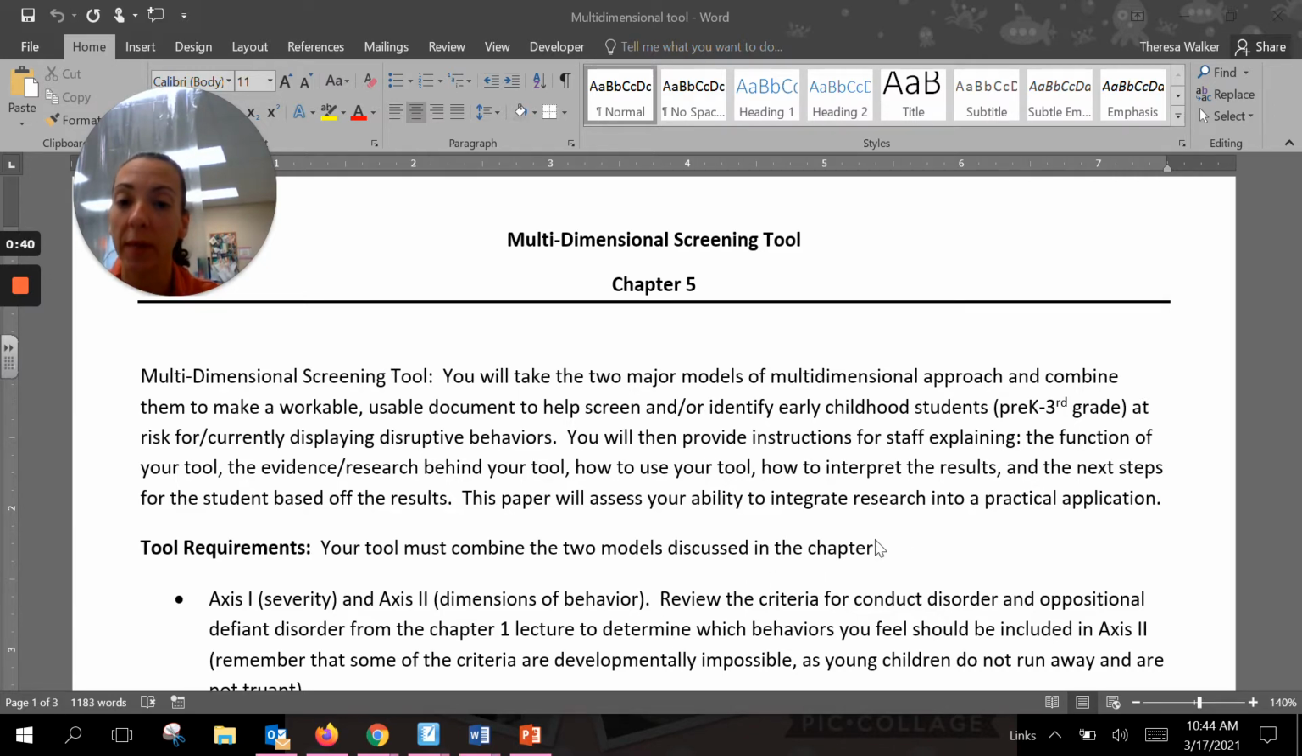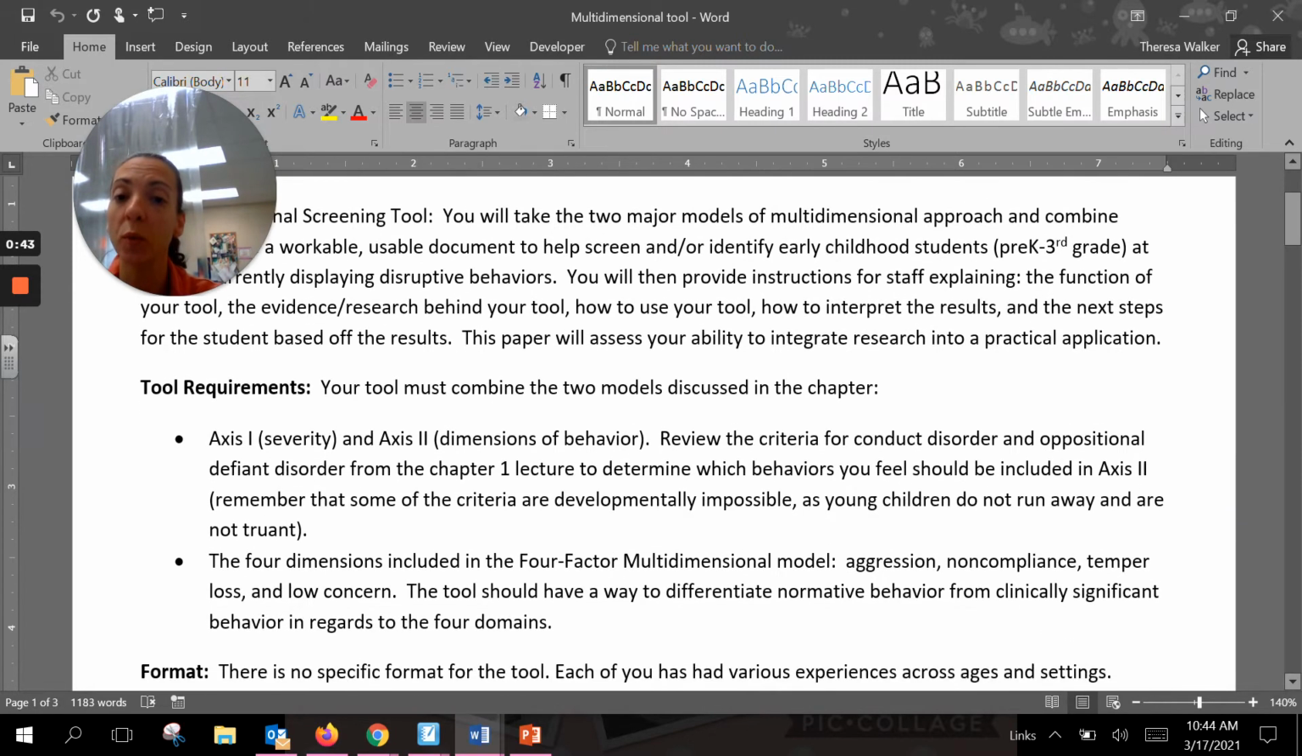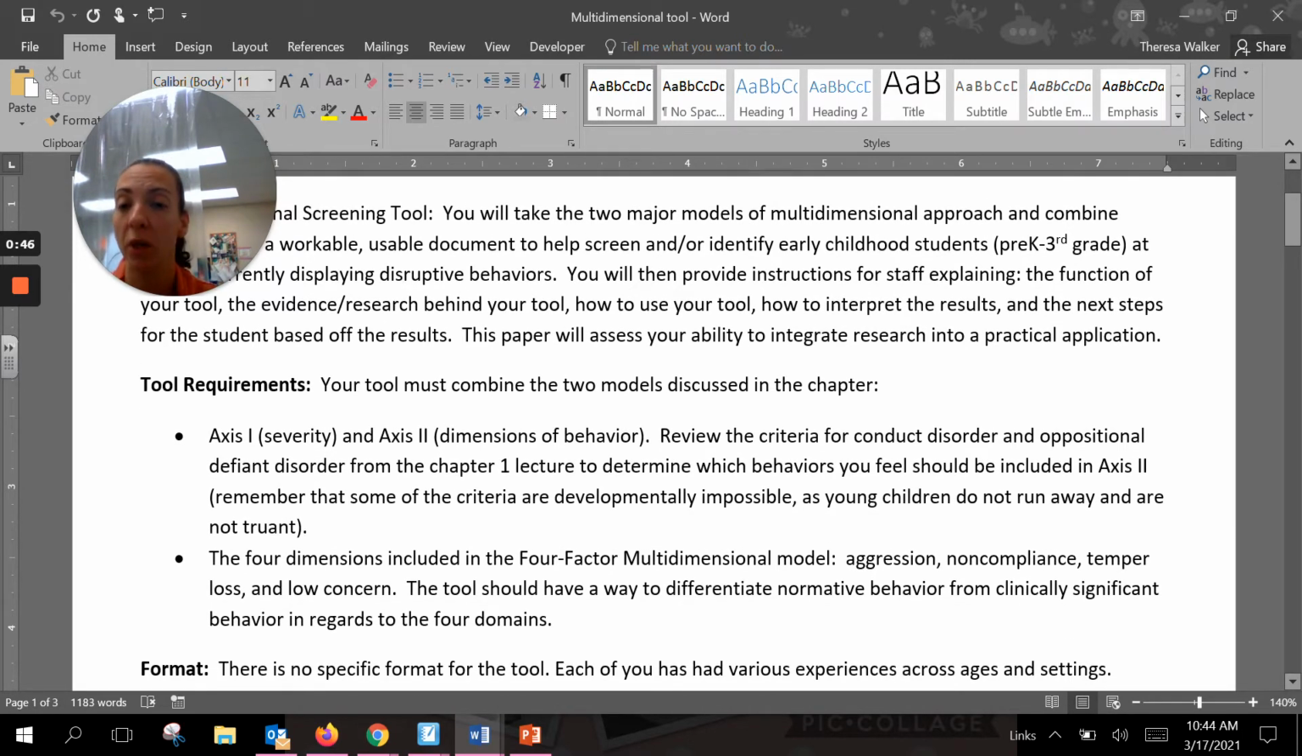So there's a couple of requirements. The tool requirements. Your tool must combine the two models discussed in the chapter. So it has to have the axis 1, which is severity, and axis 2, the dimensions of behavior. So review the criteria for conduct disorder and oppositional defiant disorder from chapter 1 lecture to determine which behaviors you feel should be included in axis 2. Remember that some of the criteria are not developmentally appropriate or they're developmentally impossible, as young children don't run away, they're not truant. So you're going to have to look at that and find what are those dimensions of behaviors that are going to be important to include.